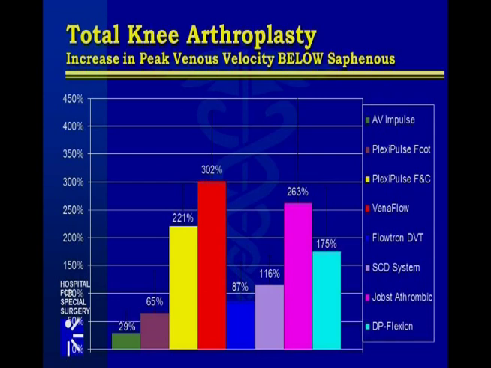peak venous velocity. Asking the patient to actively dorsiflex and plantar flex their foot had a 175% increase in peak venous velocity. The problem is that this couldn't be sustained over time. Also, when patients are anesthetized postoperatively, when they have a regional anesthesia that's still working in the recovery room, they're unable to actively dorsiflex and plantar flex their foot. But you could see from this study that the newest technology with impulse pneumatic compression with the VenaFlow had the greatest increase in peak venous velocity of over 300%.